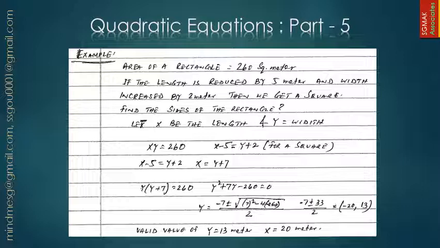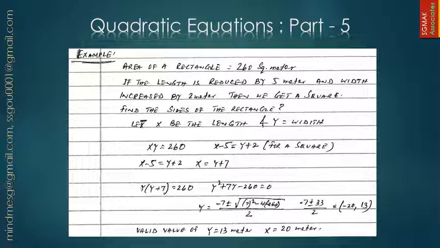So the first part is converting the problem into a model. The area of a rectangle is 260 square meters. If the length is reduced by 5 meters and the width is increased by 2 meters, then we get a square, so the sides become equal. Find the sides of the rectangle.